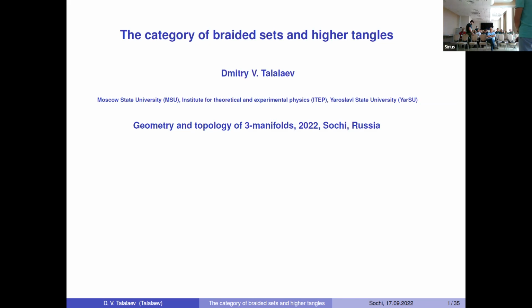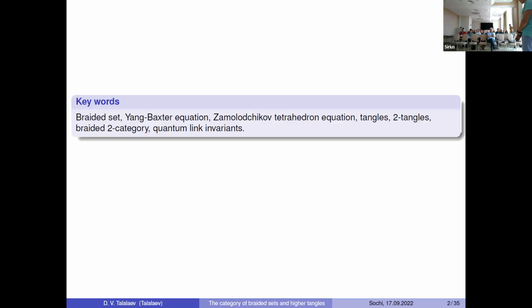The title of my talk is rather ambitious. It is a category of braided sets and higher tangles. The principal hero of my talk is the Yang-Baxter equation, and it is important in topology due to its role in quantum invariants of links, knots, and related structures.